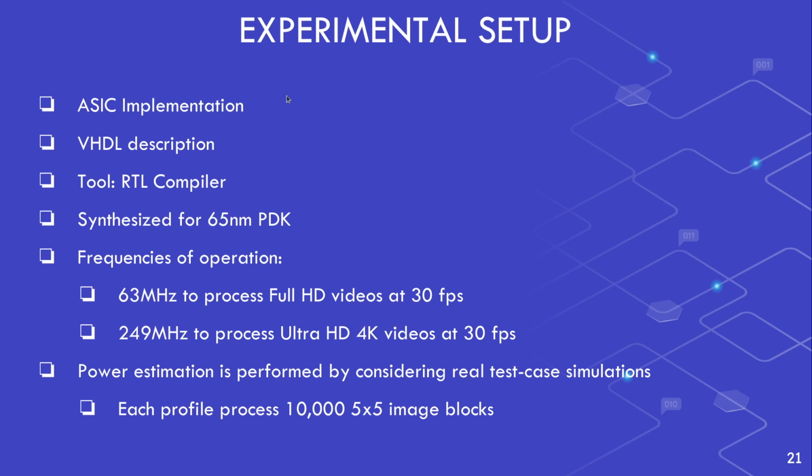Our experimental setup is structured as follows. We perform ASIC implementation, with a VHDL description of the accuracy-configurable circuit, and the tool used to synthesize is the RTL Compiler by Cadence, synthesized for the 65 nanometer PDK. The frequencies of operation are 63 MHz and 249 MHz, considering real-time operation for these two recent video resolutions running at 30 frames per second.